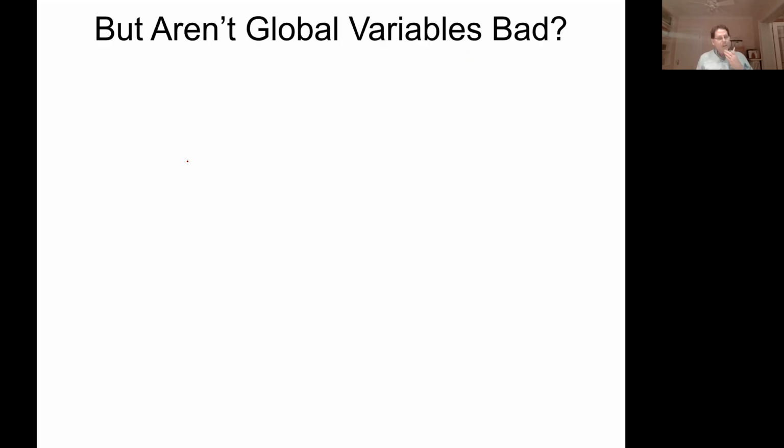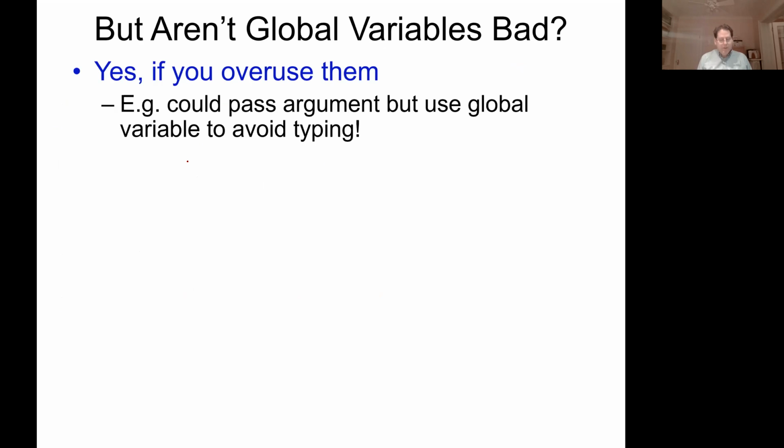Okay, so aren't global variables bad? You've probably been taught that in your prior coding courses, and it's true, right? Global variables definitely can be bad if you overuse them. So if you basically go, I don't really like typing, I don't want to pass any arguments, I'm just going to use global variables for everything, your program is extremely hard to understand, right? All functions can basically access all state in the program. That's chaos. So don't do that.